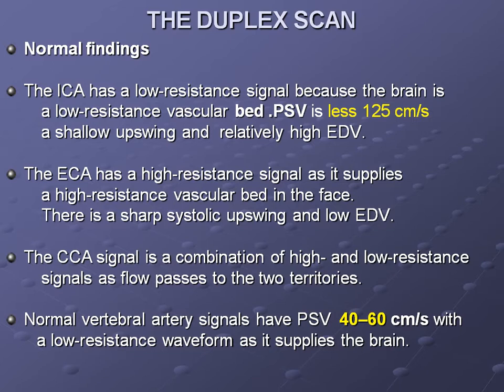So in duplex scan, what are the normal findings? The ICA, the internal carotid artery, has a low resistance flow pattern, because the brain is a low resistance vascular bed. The brain needs continuous blood flow, so it has a low resistance pattern to ensure that blood is continuously flowing to the brain. The peak systolic velocity should be less than 125 centimeters per second, sometimes with a shallow upswing and a relatively high end diastolic velocity. This is called a low resistance pattern.